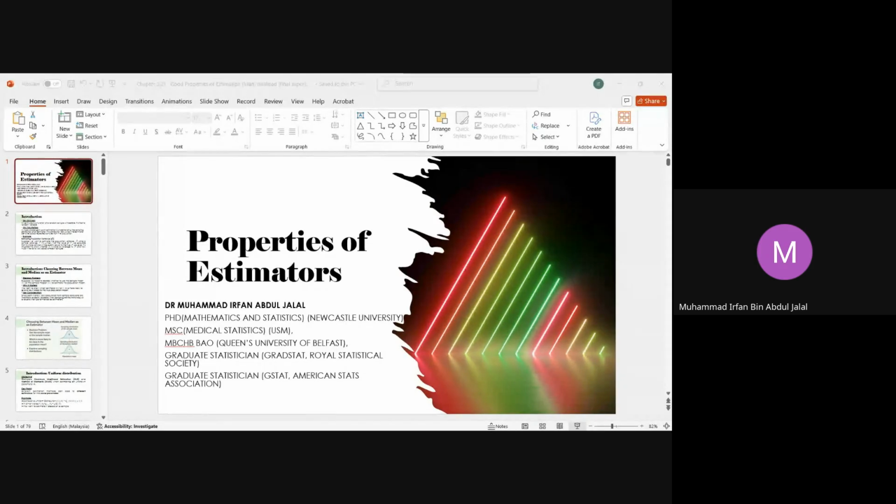Today we'll be learning about the properties of estimators. Before we start, I will give a brief introduction on the properties of estimators. As an introduction, the key concept for our lecture today is the estimator. As you have learned before in Dr. Nasir's class, an estimator is a function of a random sample. Because an estimator is a function of a random sample, it can itself be treated as a random variable as well.